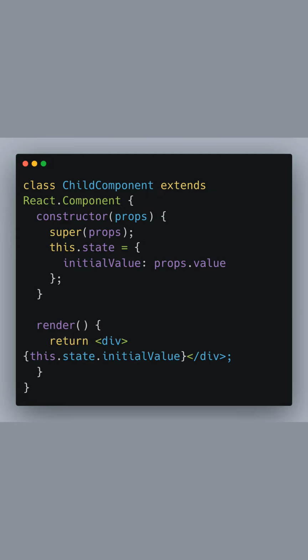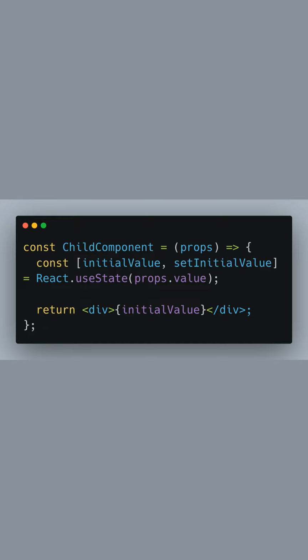The render method returns a div with the state's initial value displayed within it. When the component mounts, the value passed as a prop will be used as the initial state for our component's rendering. Next, we have a functional component with the same functionality.